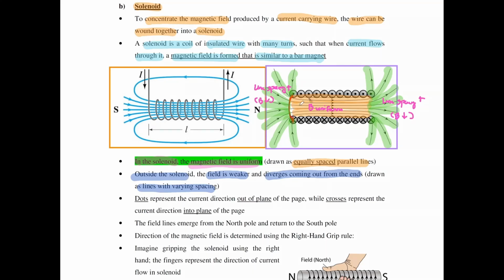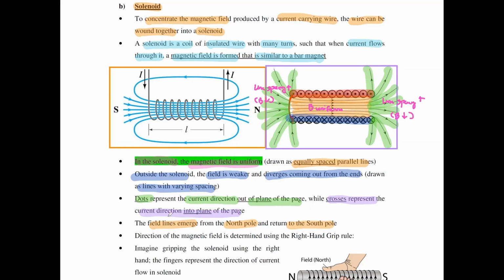And the next thing to note is that along the cutting plane, you will notice a series of dots as well as a series of crosses. The dots here represent the current direction out of the plane of the page, while the crosses represent the current direction into the plane of the page. And when you draw out your magnetic field, remember that magnetic field tends to have a certain direction to it. The field lines normally emerge from the North Pole and return to the South Pole.